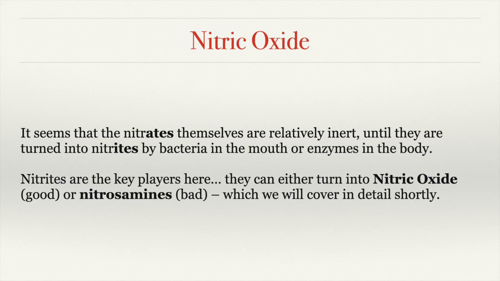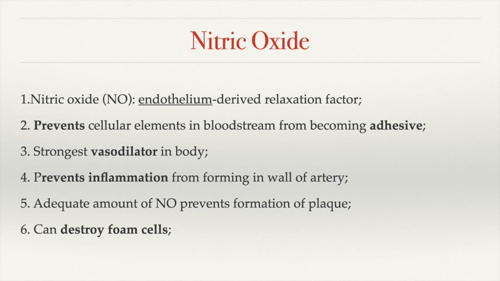Nitric oxide deserves some attention. It seems that the nitrates themselves are relatively inert until they are turned into nitrites by bacteria in the mouth or enzymes in the body. These nitrites are key players here. They can either turn into nitric oxide, which is good, or the nitrosamine, which is bad, which we will cover in detail shortly. Nitric oxide, NO, is an endothelial-derived relaxing factor. It prevents cellular elements in the bloodstream from becoming adhesive.